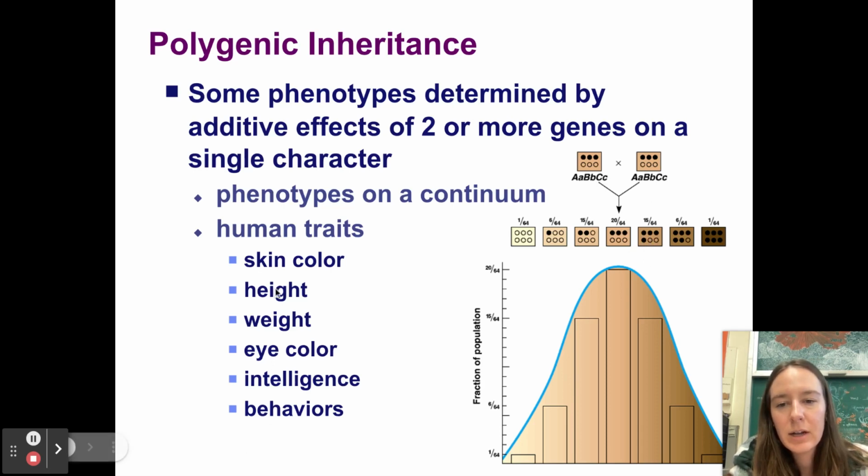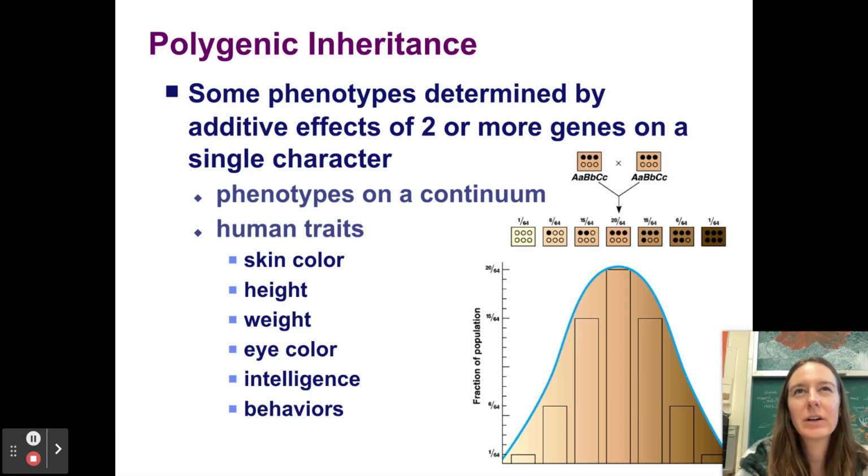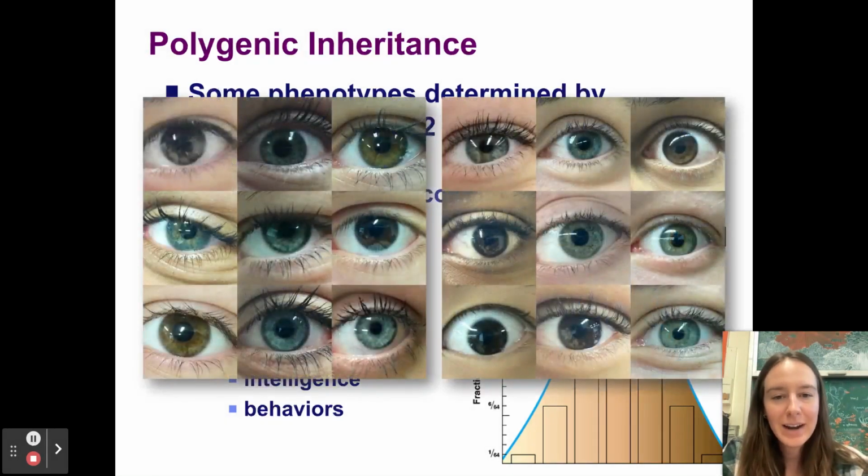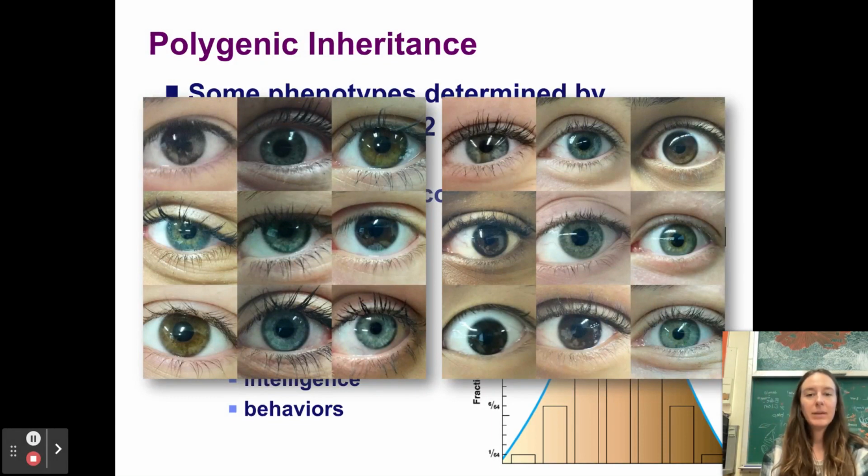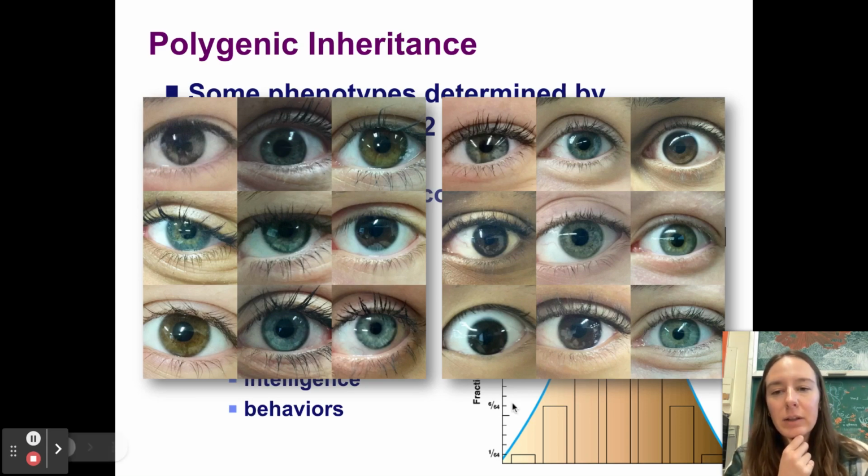Now, this isn't just skin color, but height, weight, eye color, intelligence, behaviors. These are determined by many, many genes. So it's kind of hard to study this because it's harder to know which genes are having a greater effect on the phenotype. But just keep in mind that not all genes are as simple as green and yellow. Okay, even eye color. So eye color is a polygenic inheritance, and so many genes determine eye color, and that's why there aren't just a few eye colors. There are so many different types because it's like a blend of multiple genes creating the full phenotype.